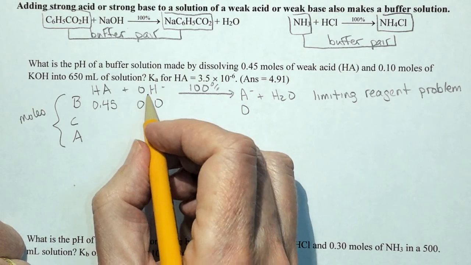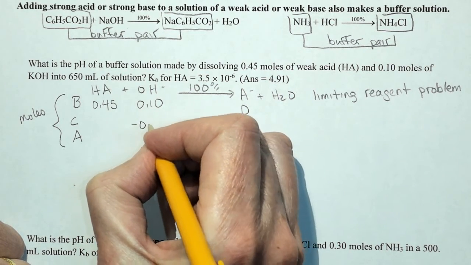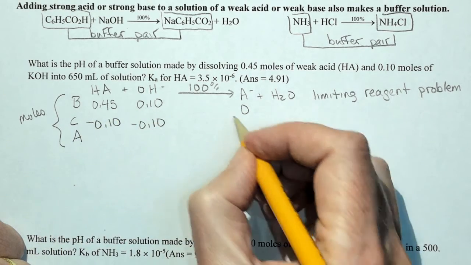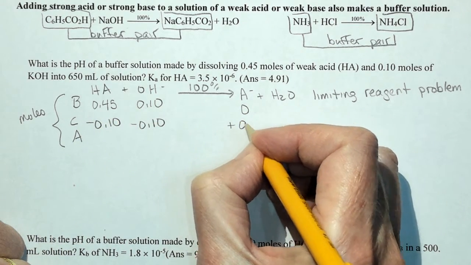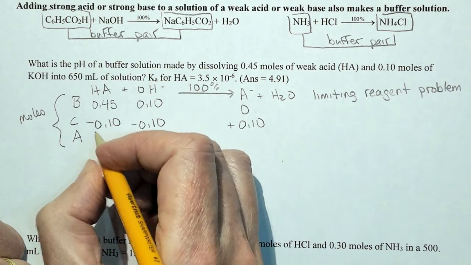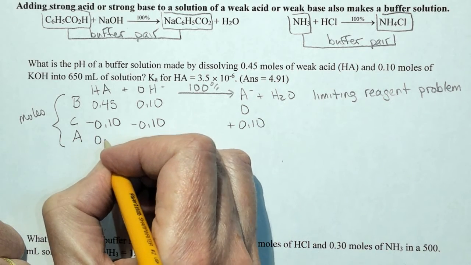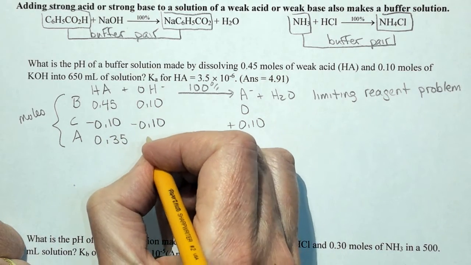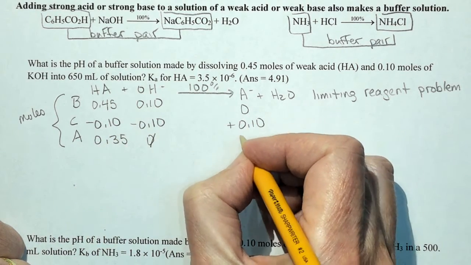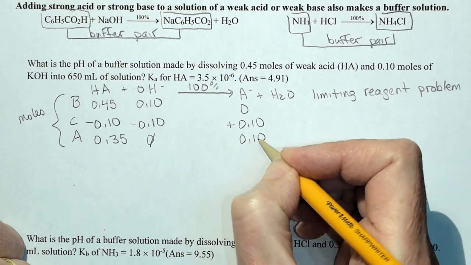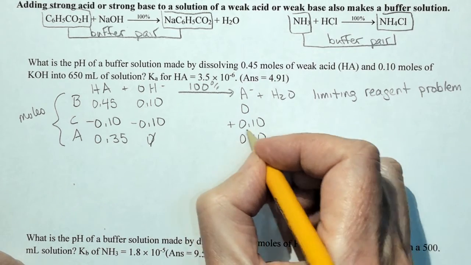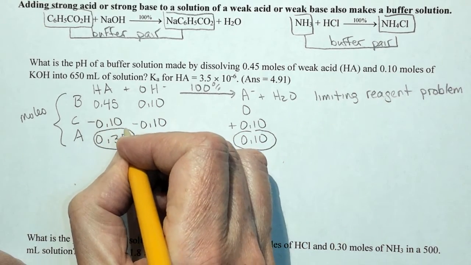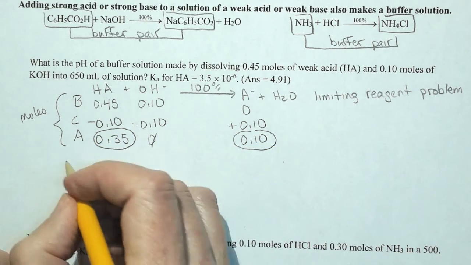This is a 1-to-1 ratio. The hydroxide is our limiting reagent, so that will be completely consumed, and will consume a matching amount of HA and produce 0.10 moles of A minus. Then we calculate our after concentration. 0.45 minus 0.1 is 0.35. We have none of the sodium hydroxide left, and we have 0.10 moles of the A minus. So if we look, we have just created the components that we need for a buffer.